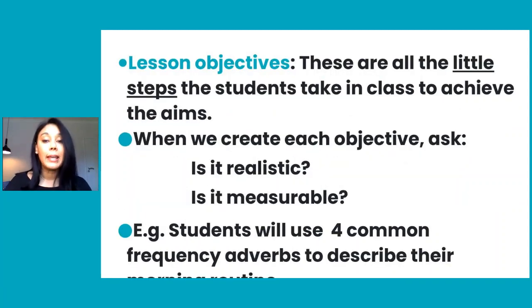Right, so the next thing is lesson objectives. Now, these are a little bit more tangible. These are the little steps that students take in class to achieve the aims. So think about the aims and think now of your objectives as how those aims will be achieved. And when we decide on our lesson objectives, we need to really look at each objective and ask ourselves, one, is it realistic? Is it measurable? So example, students will use 4 common frequency adverbs to describe their morning routine.